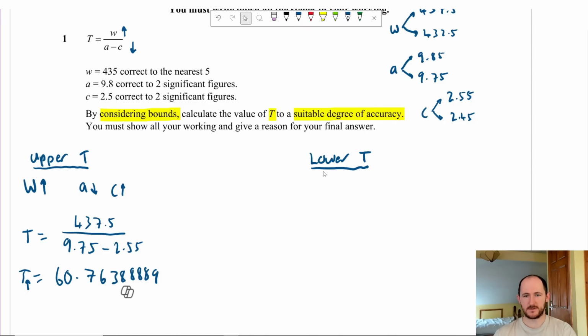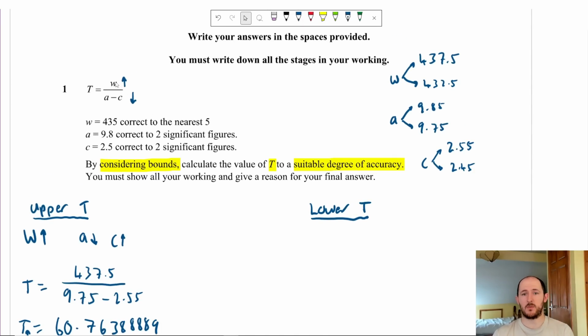Now for the lower value of T, you could think about it. So I want the lowest value of the numerator, the highest value of the denominator, or we could just swap the directions of all of these. The lowest value of the numerator, okay, that makes sense, so lower value of that. But now we want the biggest value of the denominator, because when we divide by a bigger number, we get a smaller number. So we want this thing to be as big as possible. That means we want the biggest value of A, the smallest value of C. Again, we've just swapped the direction of these over. So that's another way to do it.